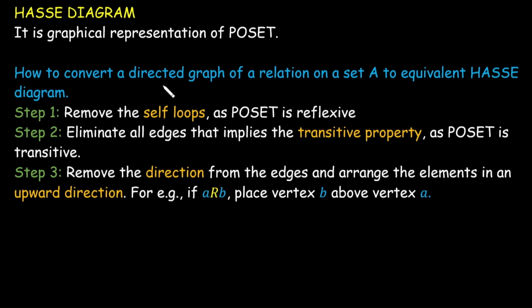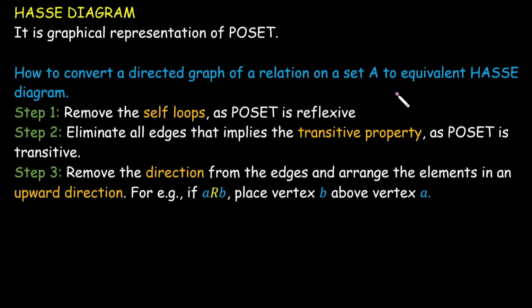Suppose we have the directed graph. From the directed graph, we can move to the Hasse diagram by taking these three steps. The first step is remove the self loops. As we know that a poset is reflexive, there is no need to add the loops in that case. The second step is eliminate all the edges that imply the transitive property.